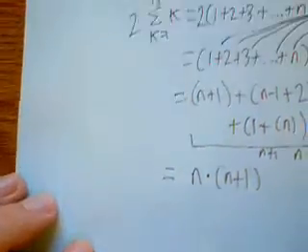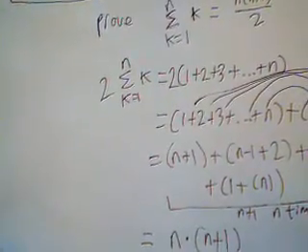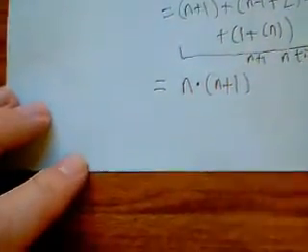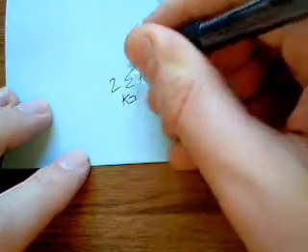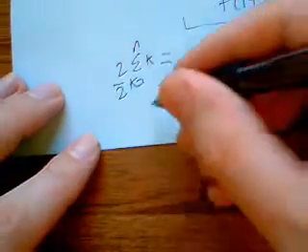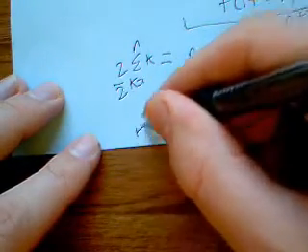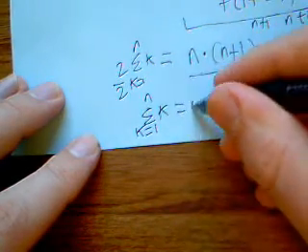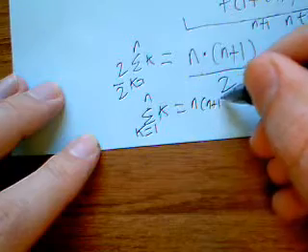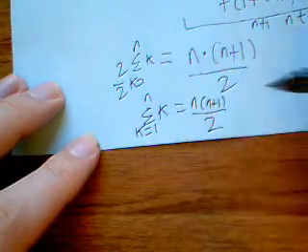Remember, we started out with 2 times the sum of k. Alright, well, it's 2 times the sum of k, k equals 1 to n. We'll just divide out the 2 from both sides, and you end up with the sum of k equals 1 to n of k. It's n times n plus 1 over 2.